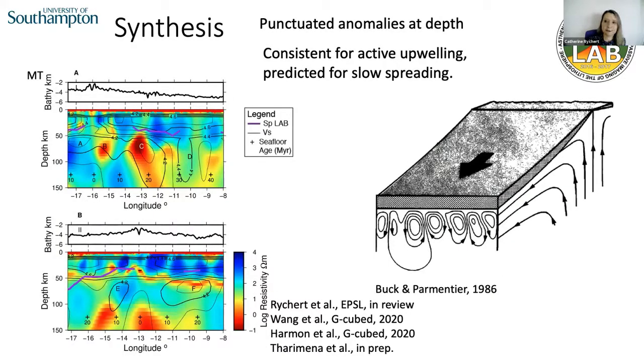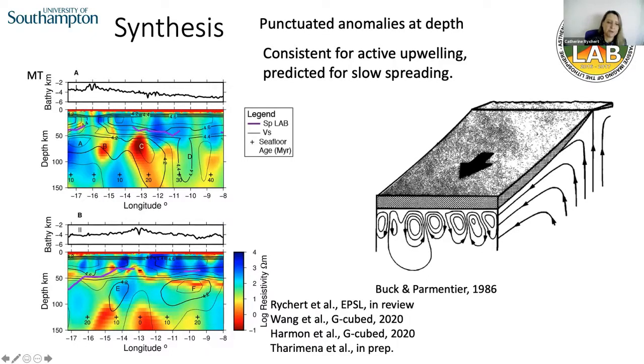Bringing it back to what this all means, it's really interesting that we saw these structures. I'm very confident that we do have channelized features and punctuated anomalies. What does it say? Well, it's very consistent with the idea that you have some upwellings, maybe a bit of partial melt. These are well predicted by these active upwelling models or Richter rolls. And of course, these Richter rolls have a symmetry axis that's parallel to the spreading direction, whereas ours don't seem to be that way at all. They seem to be the opposite sense.